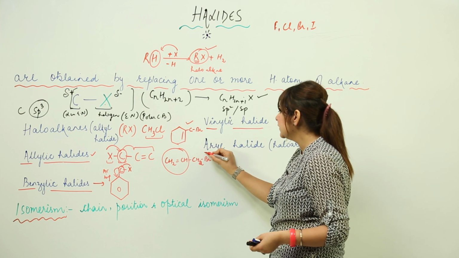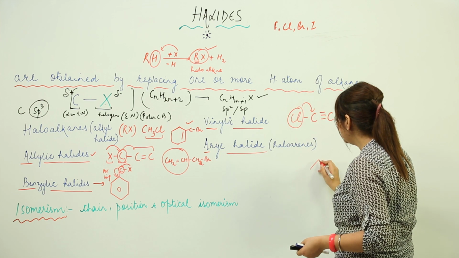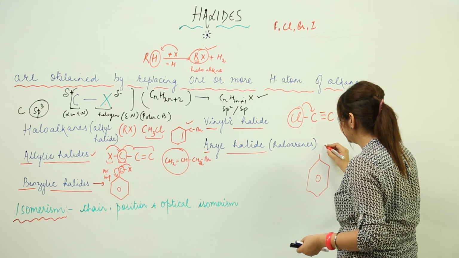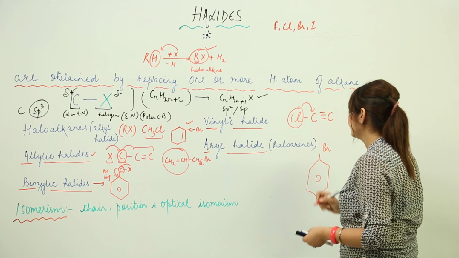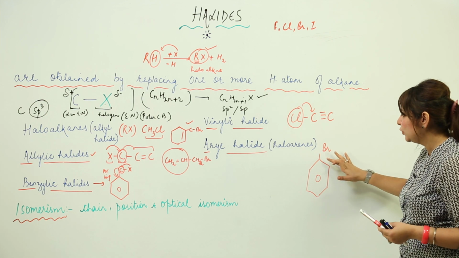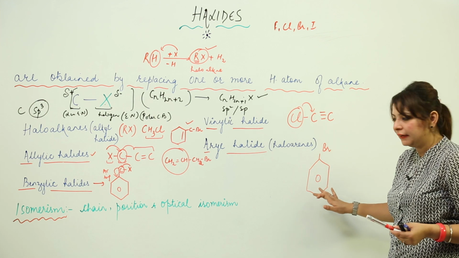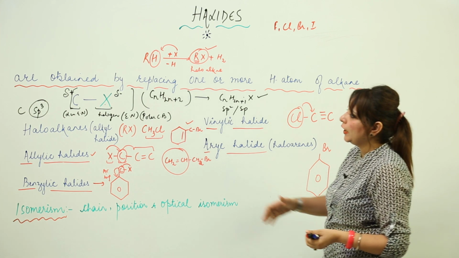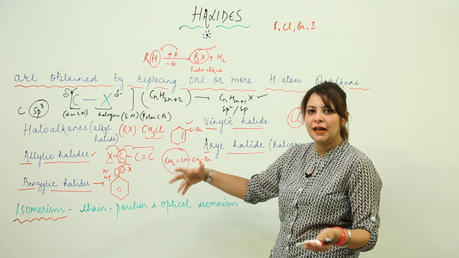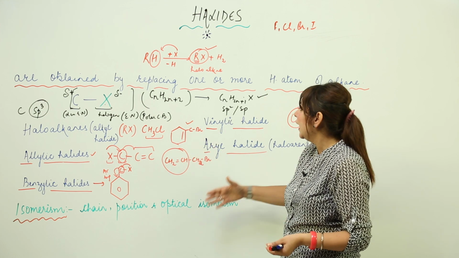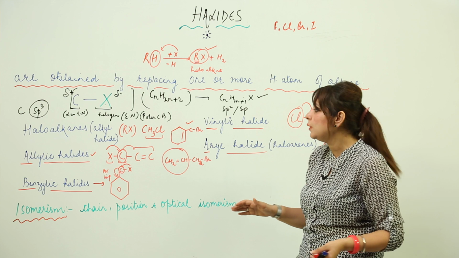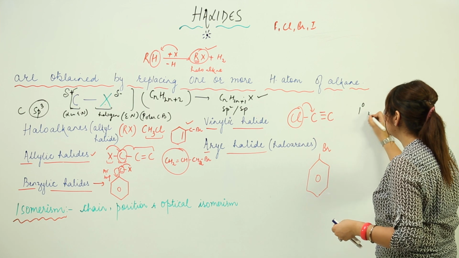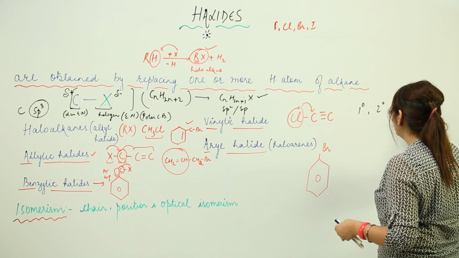Now aryl halide is that in which the halogen is directly attached to a benzene ring. When the halogen is directly attached to the carbon which is a part of the aromatic ring, then it is called an aryl halide. Now as you all know, we have halides of sp3 hybridized carbon, and sp2 and sp hybridized also. So now we can have these as 1 degree, primary, secondary, tertiary, quaternary.